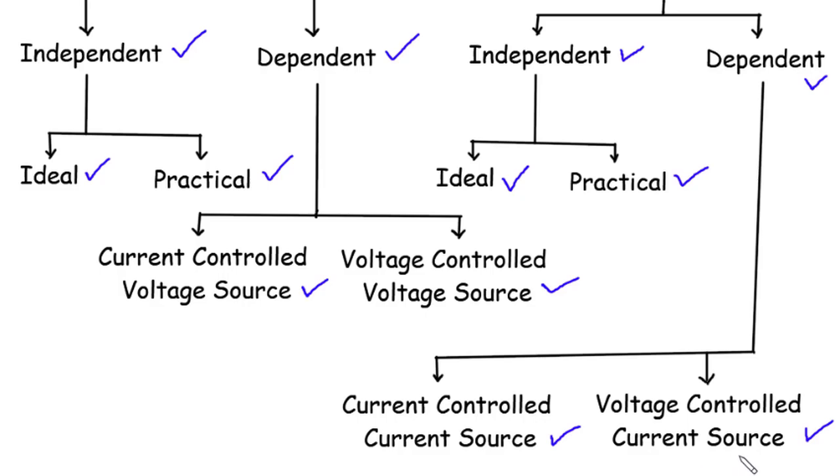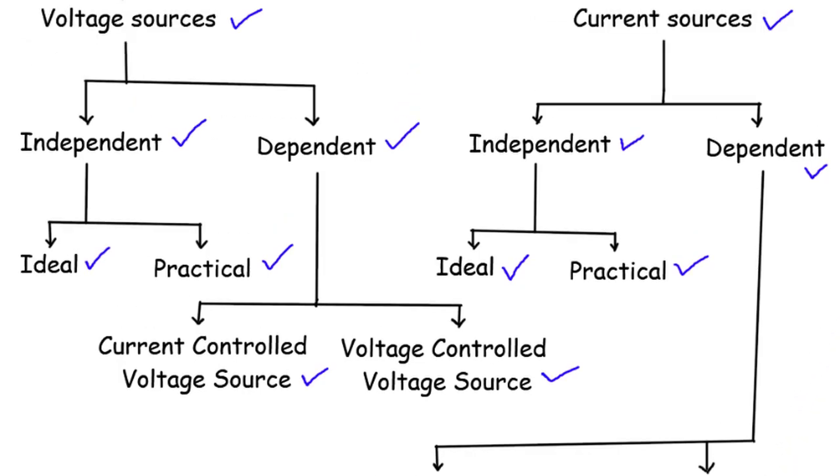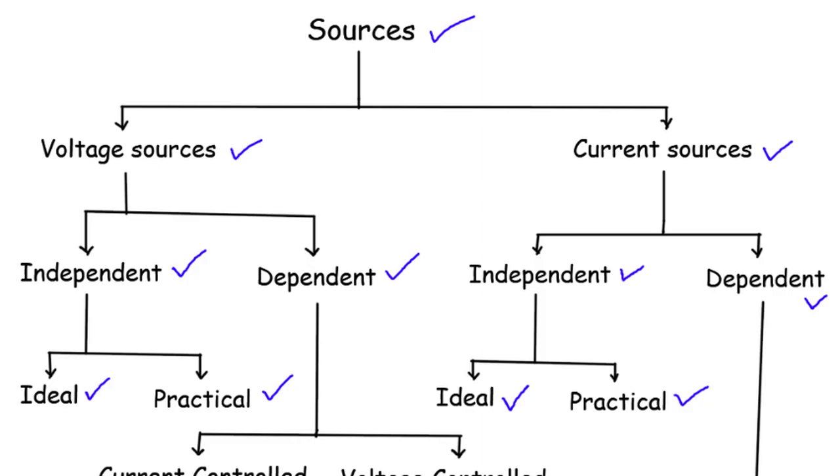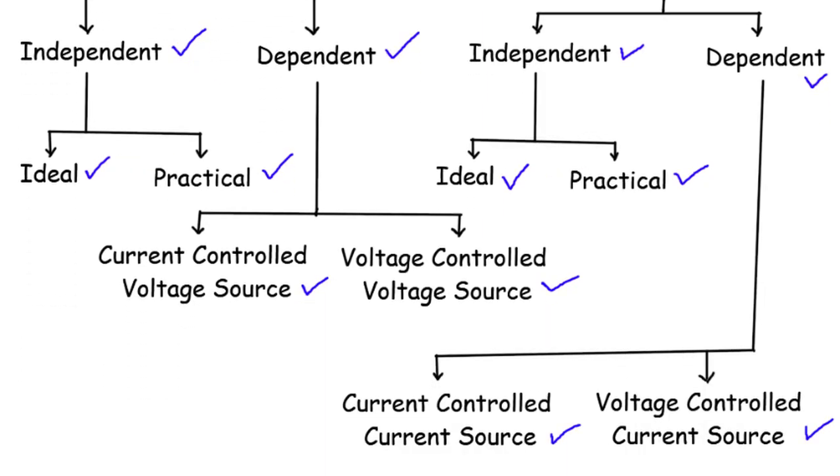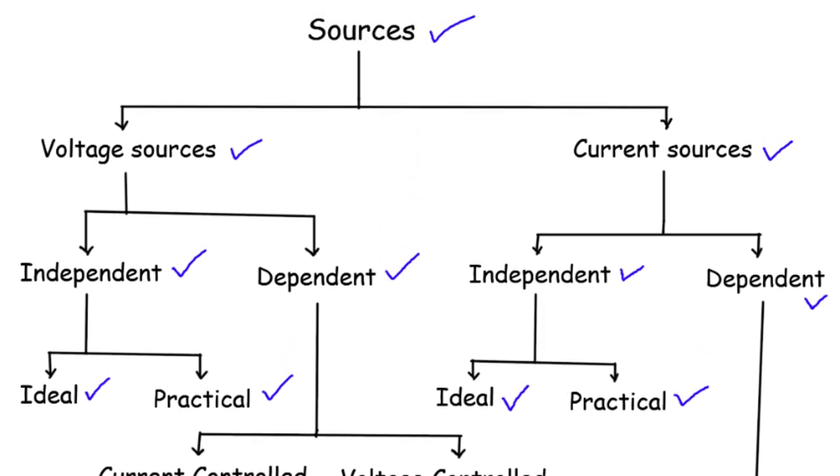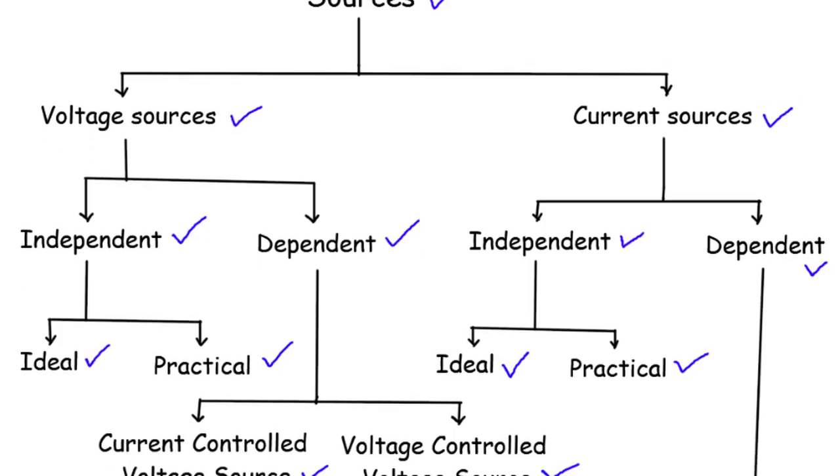By understanding the various types of voltage sources and current sources, along with their classifications into independent and dependent categories, we gain valuable insights into the behavior and characteristics of these sources in electrical circuits.